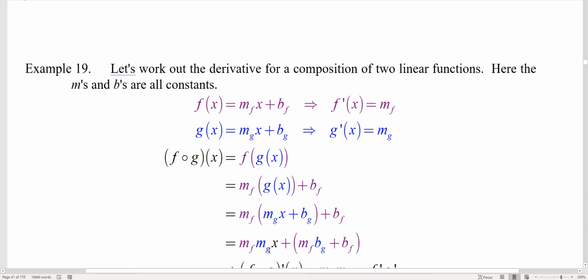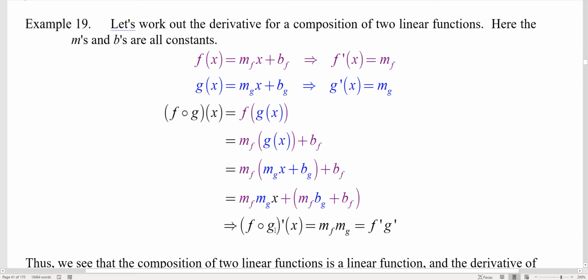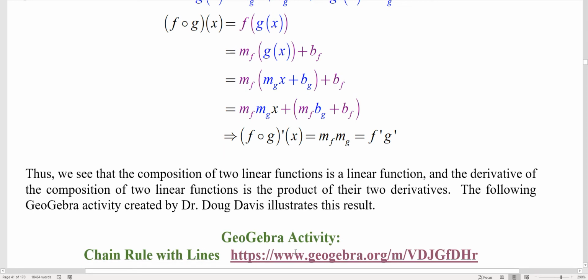And those are all constants. So if you look, this is just a constant times x plus another constant. And so the coefficient of the x is the slope here. So the derivative of this composition function is just the product of the two original slopes. That's the product of the two original derivatives, f prime times g prime. So we see that the derivative here is going to be the product of a couple of derivatives. And we can see this with a couple of different activities.